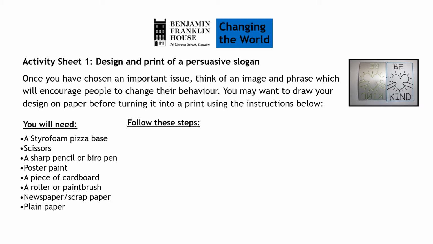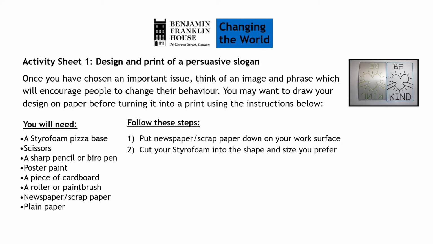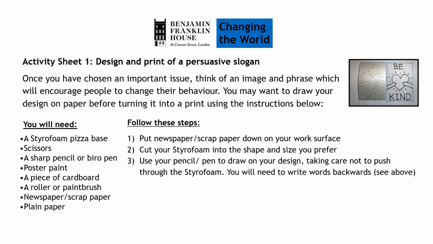To make the print, you'll need to follow these steps. First, put newspaper and scrap paper down to protect your work surface. Then cut your styrofoam into the shape and size you prefer, so you may want it to be a square or a rectangle or any shape you want. Use your pencil or pen to draw on your design. You need to press a little bit hard, but must take care not to push through the styrofoam and make a hole. You'll need to write any words backwards, like you can see in the example above.